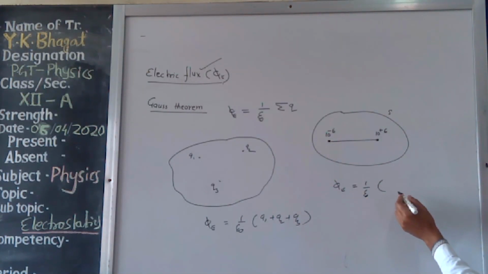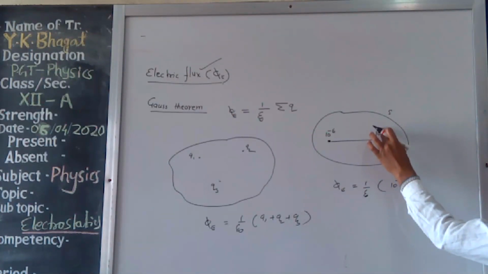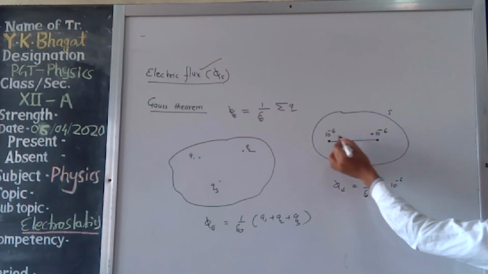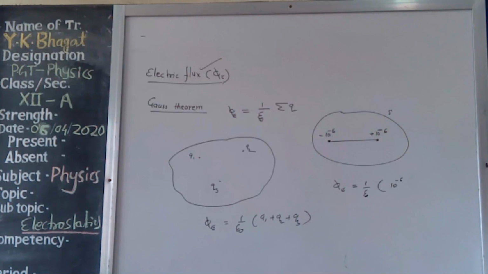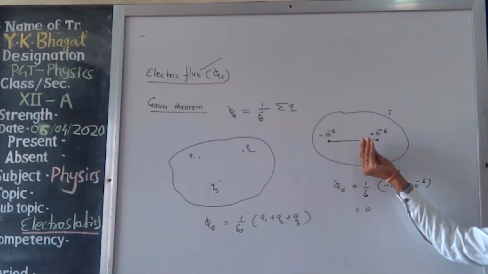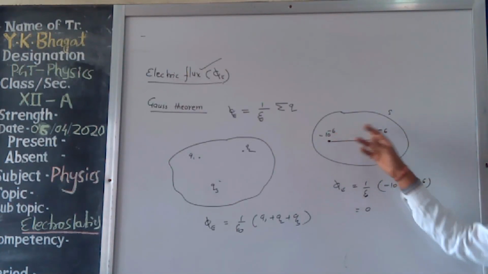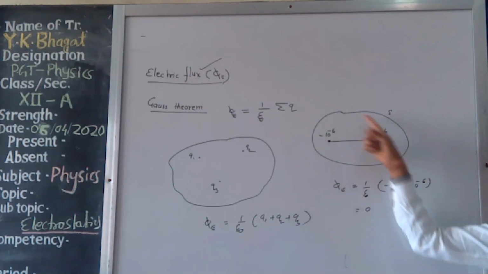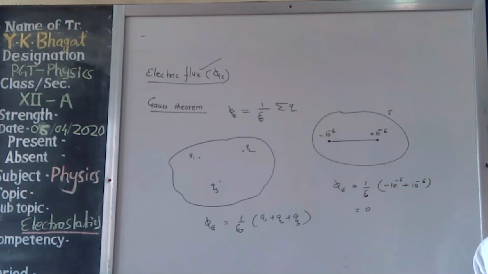That means the sum of total charge is minus 10 raised to minus 6 plus 10 raised to minus 6. That means it will be 0, because in a dipole the net sum of total charge will be equal and opposite. Then the sum of total charge will be 0, so the electric flux coming out from this surface will be 0.